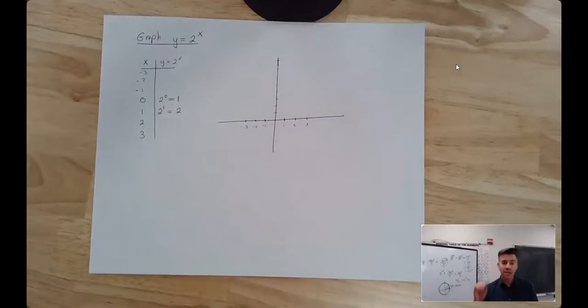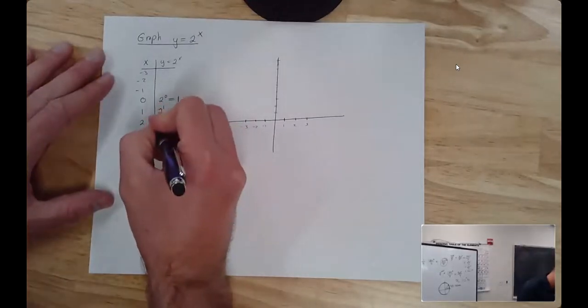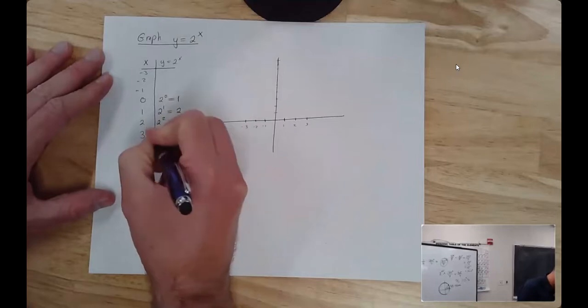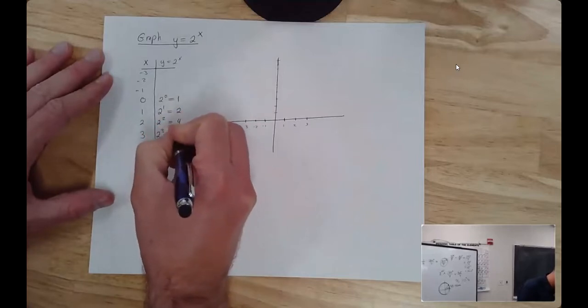So I would say it's not necessary to find all these values in general. And this is not how I'm going to ask you to graph things. I'm just doing it this way to show you how you could do it if you wanted to do it this way, or if you needed to do it this way. So 2 squared is going to be 4, and 2 to the third is going to be 8.